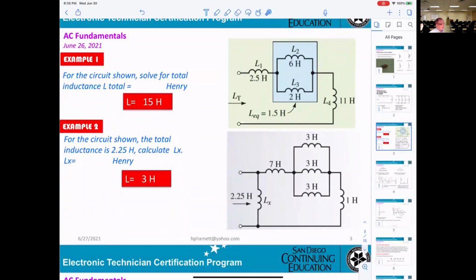Okay, so now there is an example. We can go quickly. This one, the L total. If you look at this circuitry here, you can see L2 and L3 are in parallel. You can combine them to get one, then they will be in series with L1 and L4. The answer will be 15 Henry. If you have any confusion, anything, go ahead and ask, okay?